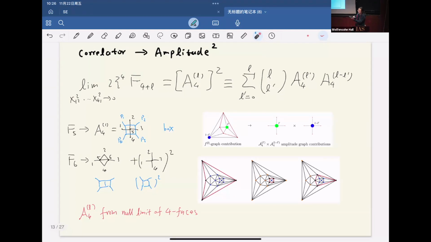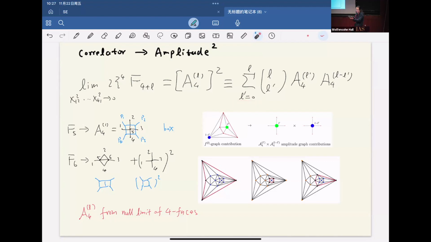You just take the 4 plus L point correlator, this integrand that's symmetric in all the 4 plus L points. You pick 4 special points and take the consecutive light-like limit, x12 square, x23 square, x34 square, and x41 square to 0. This should be equal to a 4-point L loop amplitude squared, which is defined like this. By squaring the amplitude, I literally mean I'm taking the 4-point L prime loops and the L minus L prime loops and summing over all possible L prime.